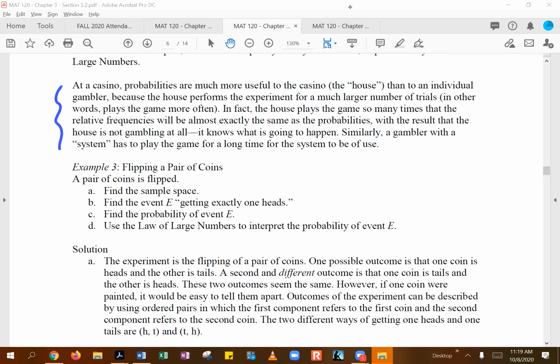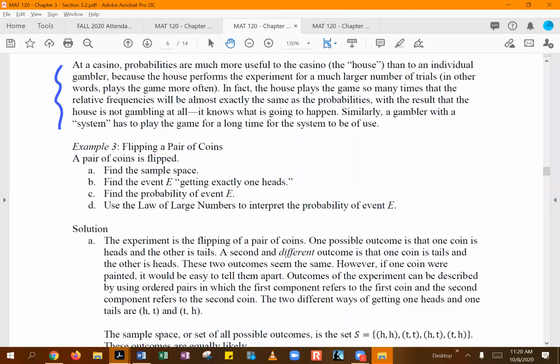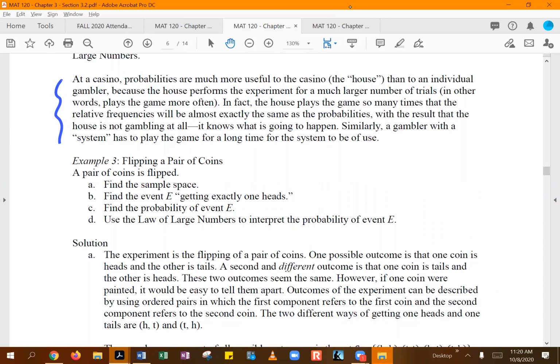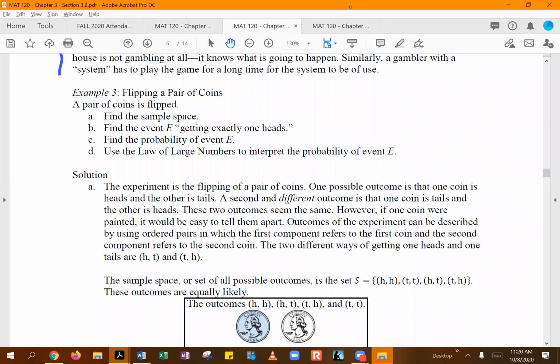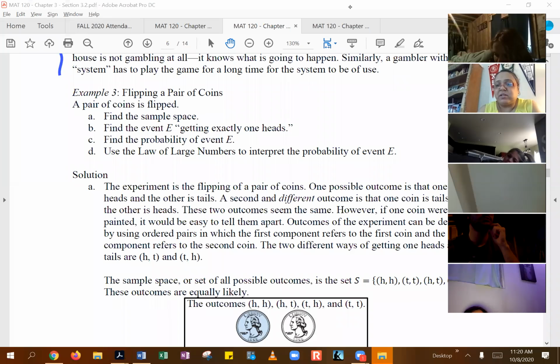You can read through this, how the house performs the experiment for a much larger number of trials. The house plays the game so many times that relative frequencies will end up being exactly the same as what the probabilities should be, theoretically. And then the idea is, the house is not gambling at all, it knows what's going to happen. Similarly, a gambler with a system has to play the game for a long time for that system to be of use. So if a gambler is going to win, they obviously have to play many more times, but that also means you can end up losing a lot more money.